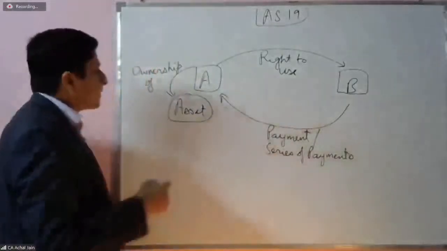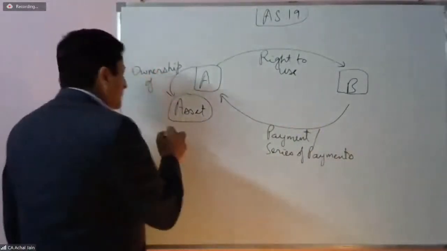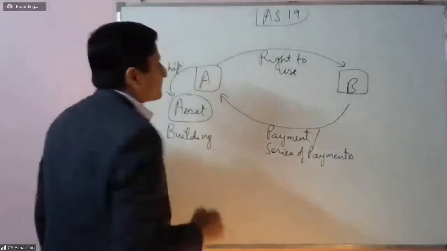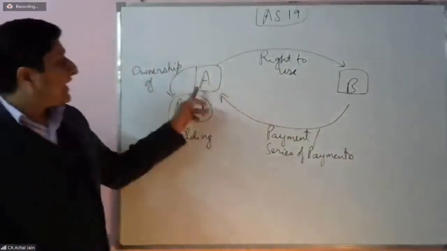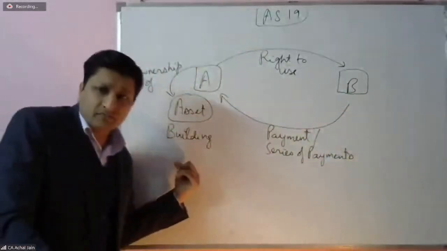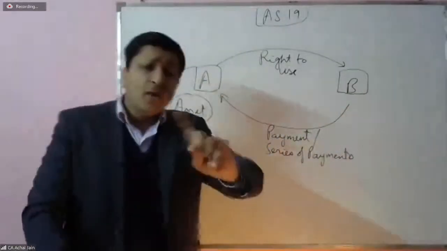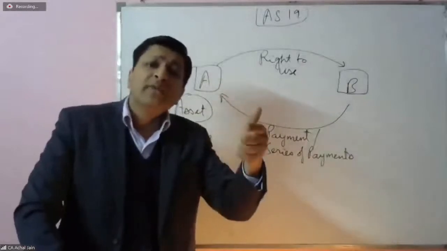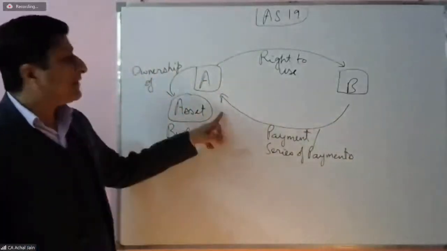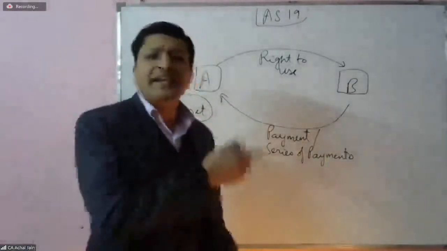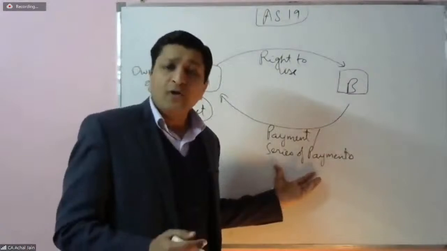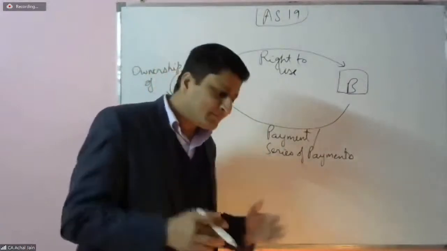So let's suppose this asset happens to be a building. A agrees to provide to B the right to use this building. B will not get the ownership of the building. B will only be using this building. And in return for this, B will pay monthly rent to A, or you can say a payment or series of payments to A.